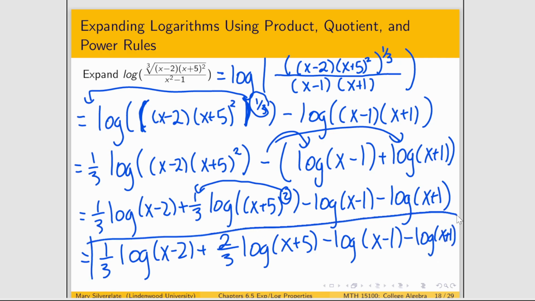And if you have completely expanded it, there should be no more powers inside the log, nothing else being multiplied inside the log, nothing else being divided inside the log. The only operations that should be going on inside your log should be addition and subtraction. And that's exactly what we have here.